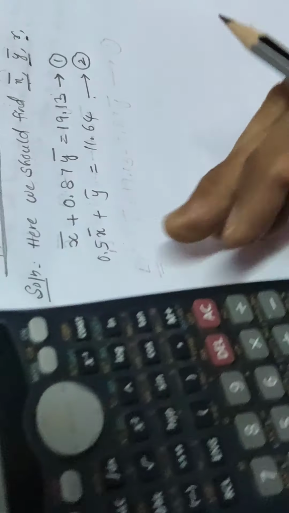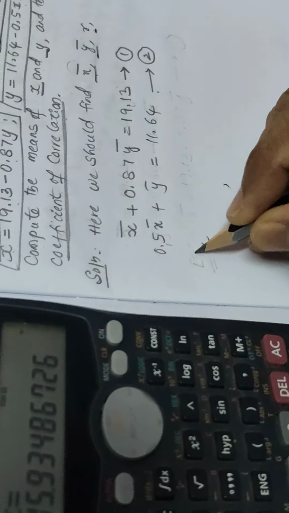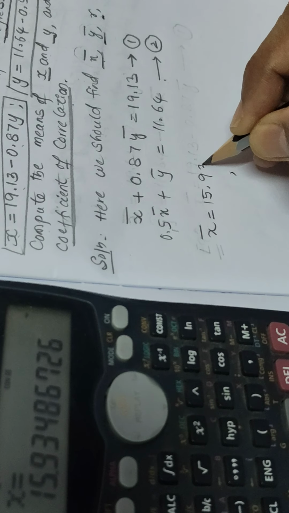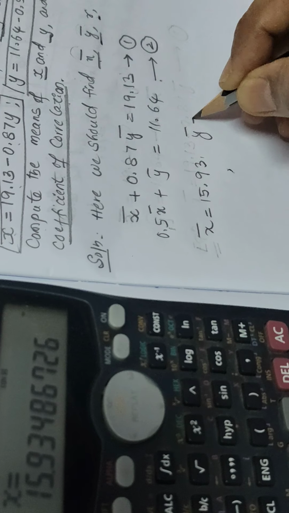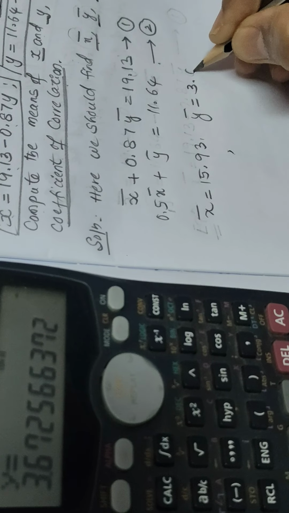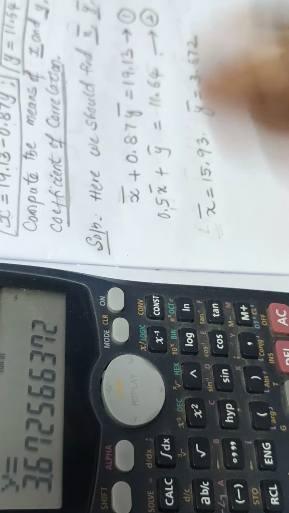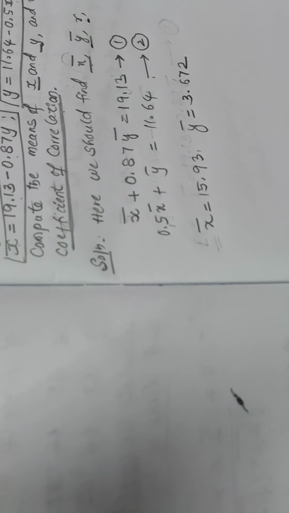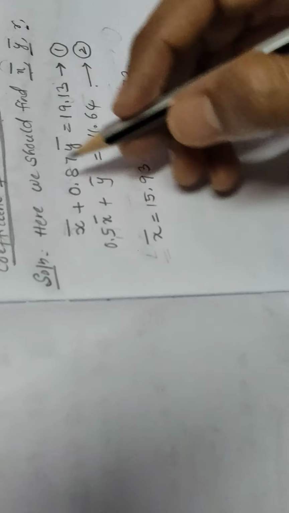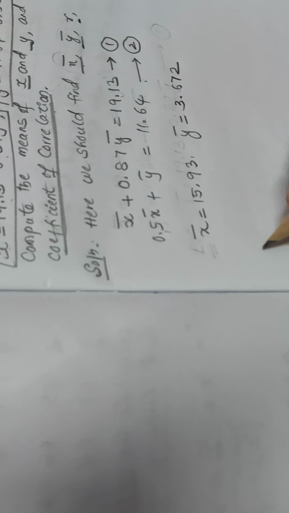So we will get the value of x bar is equal to 15.93, and pressing equal again, the value of y bar is 3.672. That is nothing but your means of x and y. After getting the means of x and y, we want to find the coefficient of correlation r.